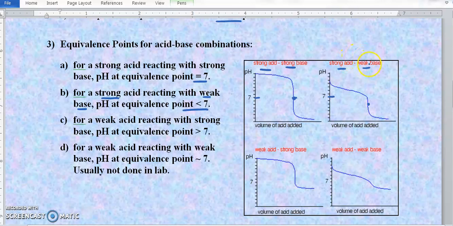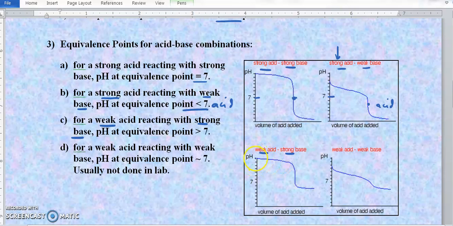If you have a strong-weak combination, the strong one will tell you that the pH will be in that range at the equivalence point. Because we're at a pH below 7, we're in the acid range. So if it's a strong acid, then the pH of the equivalence point will be in the acid range. It's below 7 somewhere. If you had a weak acid and strong base combination, that's this one.